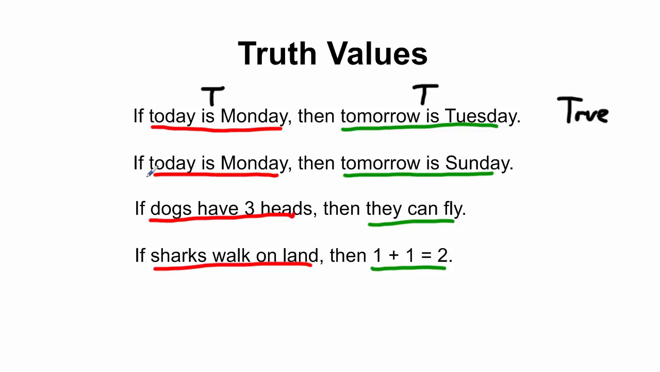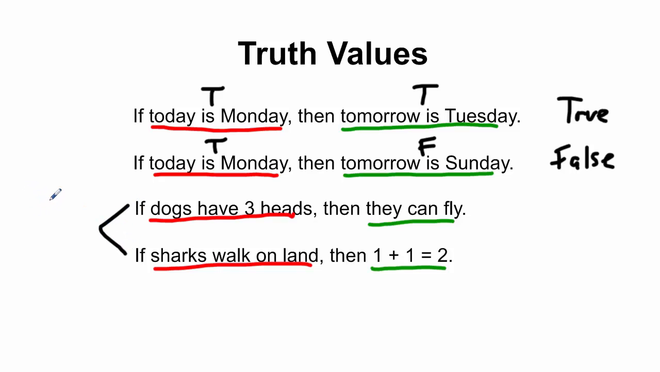Now in the second conditional it says if today is Monday, then tomorrow is Sunday. So here I consider the case when this is true. Today is Monday, then tomorrow is Sunday. Right, today is Monday, tomorrow's not Sunday, tomorrow's supposed to be Tuesday. So here my conclusion is false. So if you have a conditional where the hypothesis is true and the conclusion is false, then your conditional is false. Alright, so we have true and false.